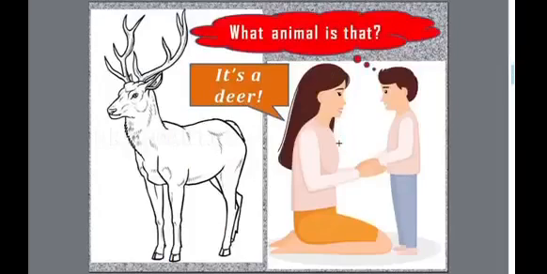Next. Here's an animal, and a child is asking mother, what animal is that? It's a deer. Again, it is or it's. It's a deer. What animal is that? It's a deer or it is a deer.